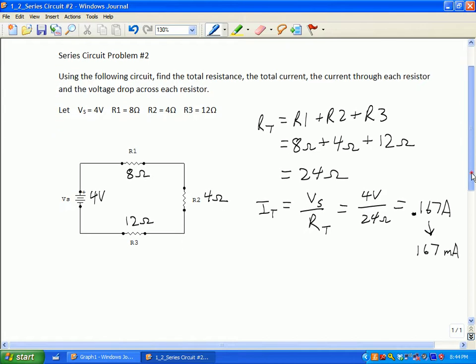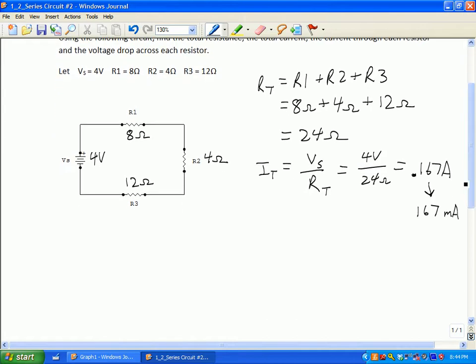Next, I would ask you to determine the current through resistor R1, through resistor R2, and resistor R3. And you would tell me that in a series circuit, the current remains the same at all points. So the current through R1 would be equal to the current through R2, which would be equal to the current through R3, which is equal to the total current of 167 milliamps.